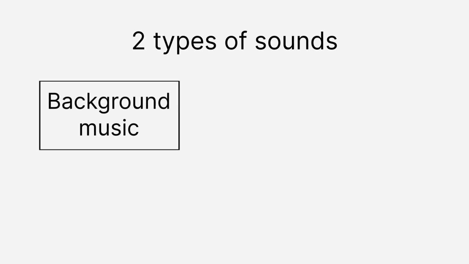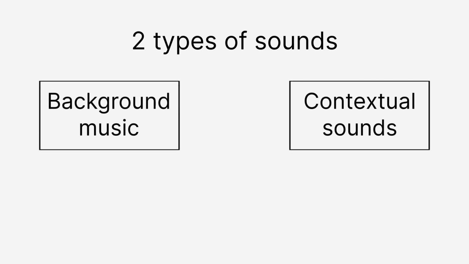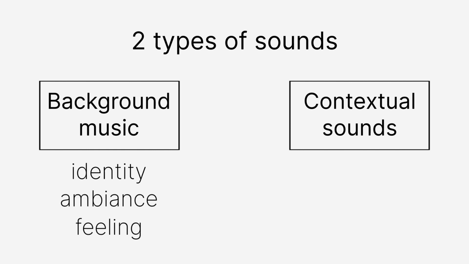Here, we'll see how to add 2 types of sounds to our game: the background music and some contextual sounds. Background music participates in giving your game a unique identity. It's about finding the right ambience to hook the players and have them feel a certain way. It creates an atmosphere, and it should convey meaning, just as much as the 3D models or the game mechanics.